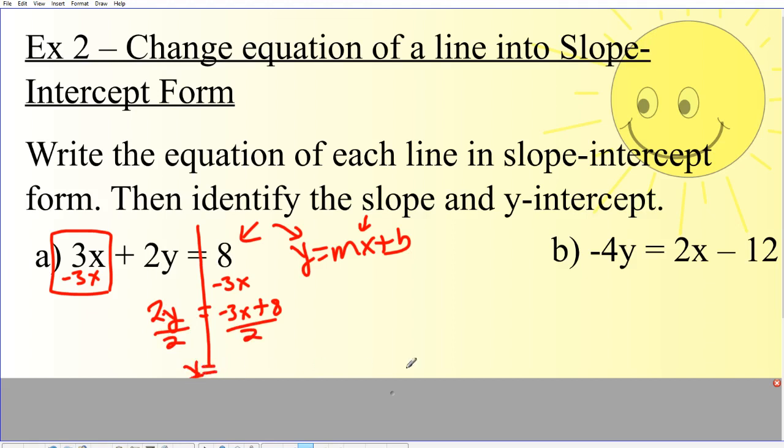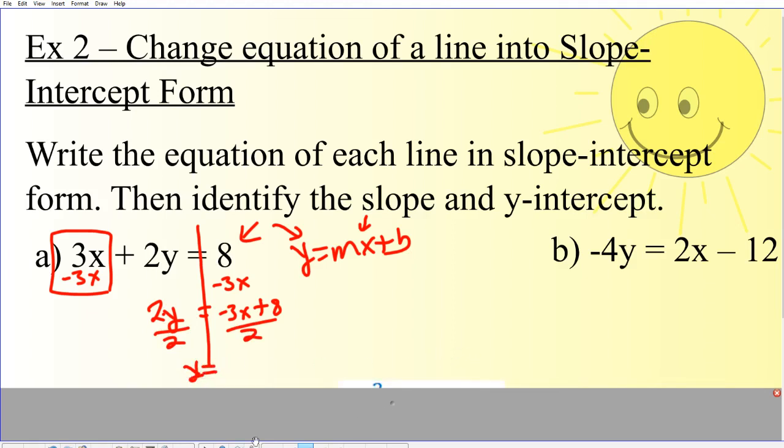Y equals negative 3 divided by 2. It's going to stay a fraction, negative 3 over 2 x. 8 divided by 2, because you divide everything on the top by 2. 8 divided by 2 is just 4. And now we have it. That is this equation in slope-intercept form.